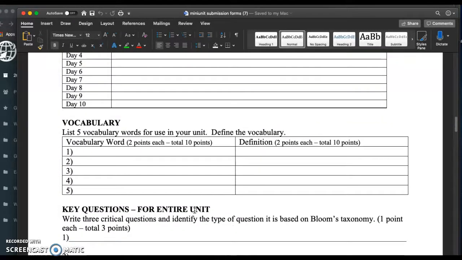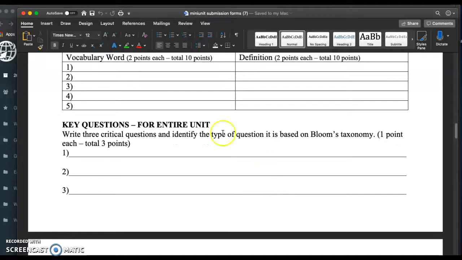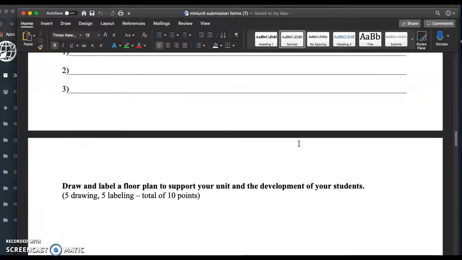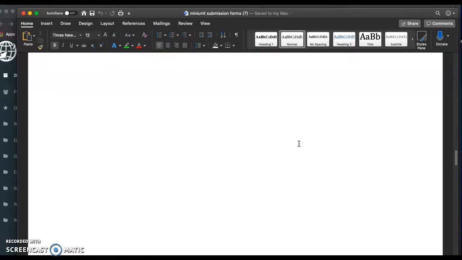The vocabulary. You're going to have 5 vocabulary words in your unit, your academic vocabulary. You get 2 points for each academic vocabulary word, and you get 2 points for the definition. Key questions. These should be based on Bloom's taxonomy. 3 points. You're going to have a map that's labeled for your unit, which is worth 10 points.